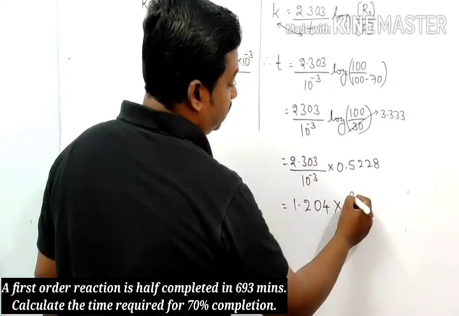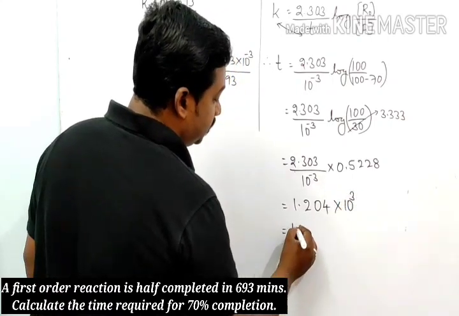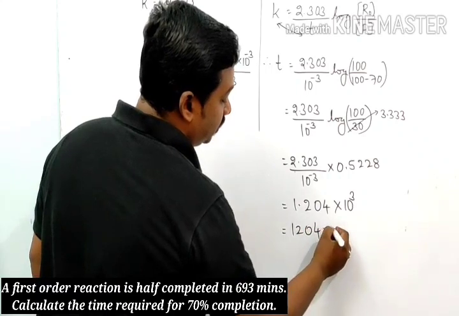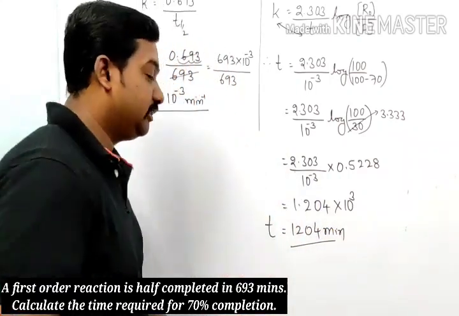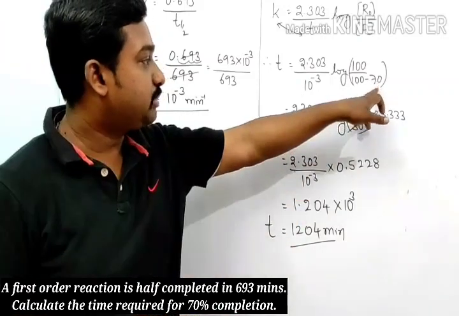Into 10 power 3, which becomes 1204 minutes. This is the final answer, that is the time taken for the completion of 70% of the reaction. Yes, here is the next problem.